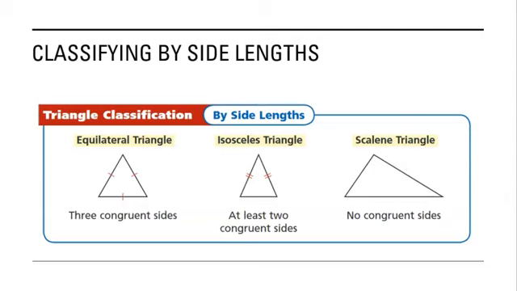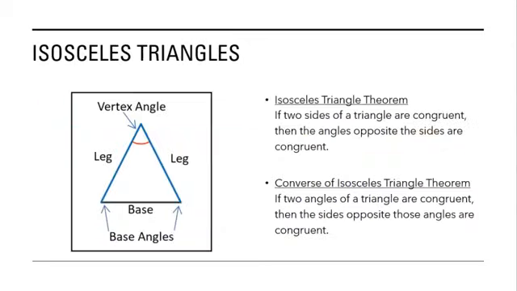Now let's look at isosceles triangles. We have some very special theorems about them. In an isosceles triangle, we have some terms to describe the various parts of them. You have the base angles, which are down here, next to the base. You have the 2 legs, which are the 2 congruent sides. And then you have the vertex angle, which is the angle that connects the 2 congruent sides.